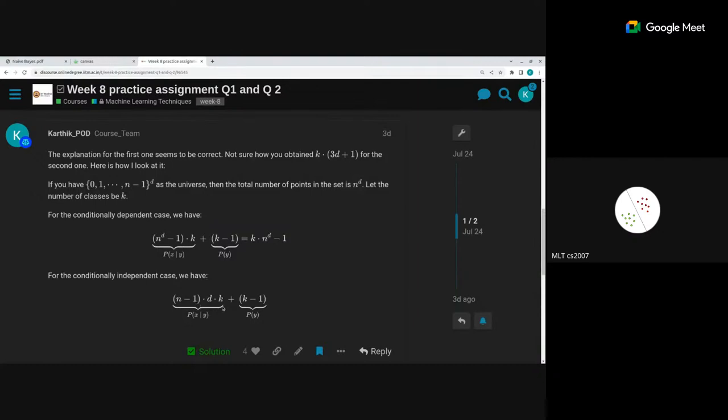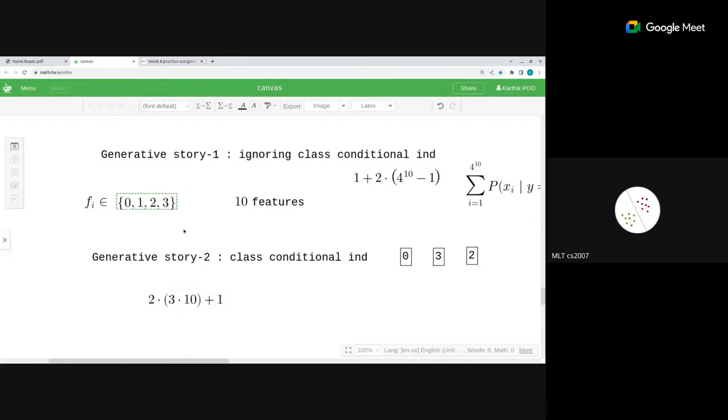See, this is the formula that finally you can boil things down to, right? So here n is 4 in our case. So it's n minus 1, because if you have n values, you need one less for modeling the dice. So n minus 1 into d, since there are d separate dice, and then there are k classes. So it's n minus 1 into d into k plus k minus 1. K minus 1 is for the prior. So this is the general formula if you are given n different values. Did you all get how we arrived at that generic formula?